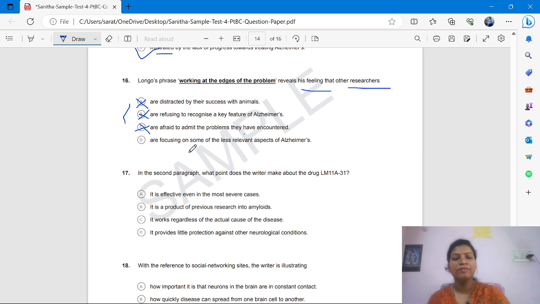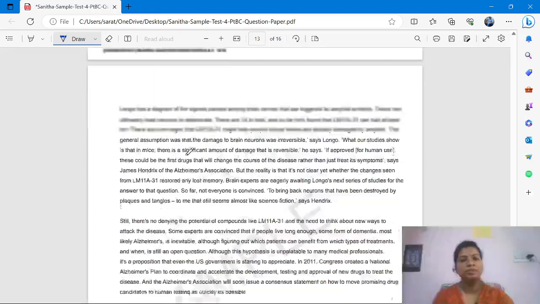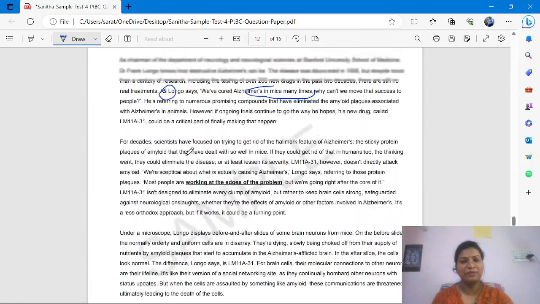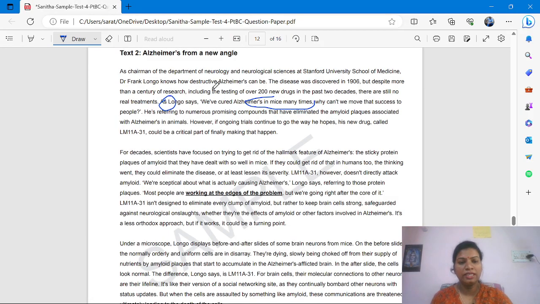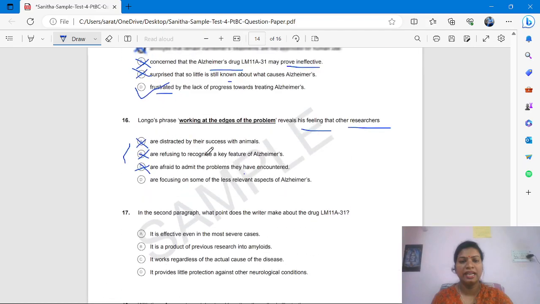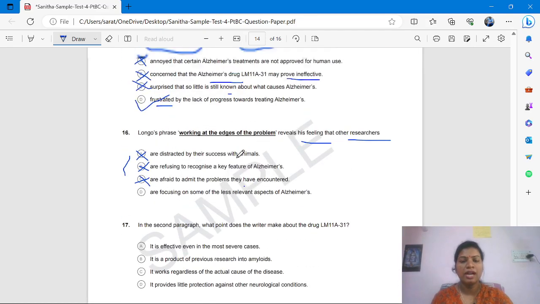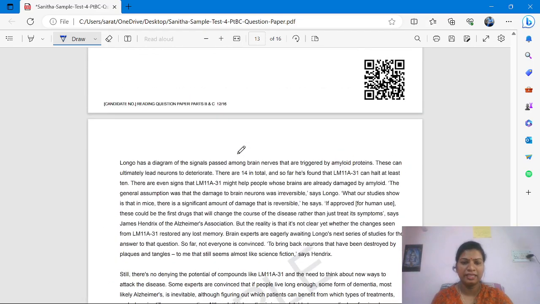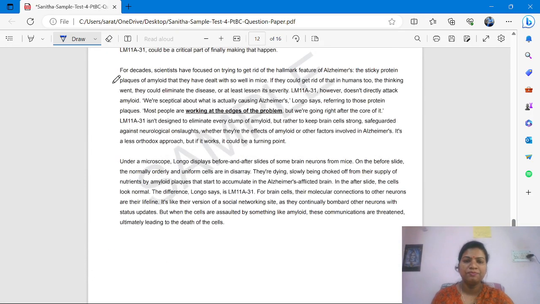What is the answer here? Are focusing on some of the less relevant aspects of Alzheimer's. So we had to come to the questions. What it is saying is focusing on the less relevant aspects of Alzheimer's. So we had to find out the answer here. Where did we get it? We have to read once more.